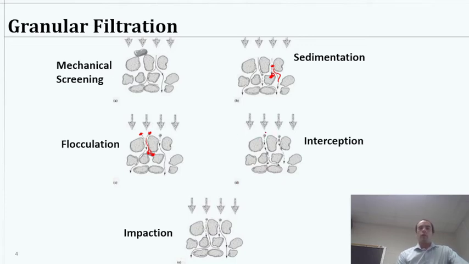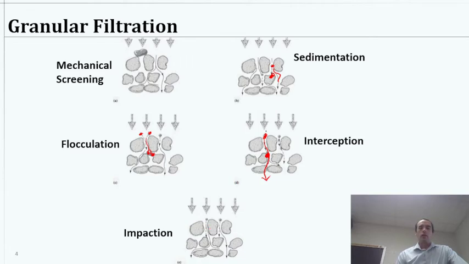We could have what's called interception, showing these particles just going along through. The water just narrowly edges by that grain, and it just kind of gets stuck because it happens to contact the side there, and the particle gets stuck and continues on.